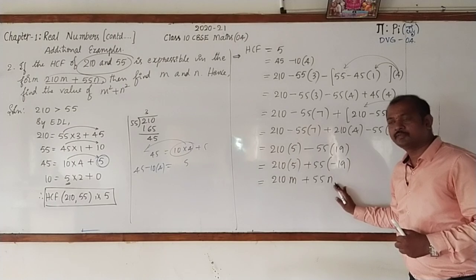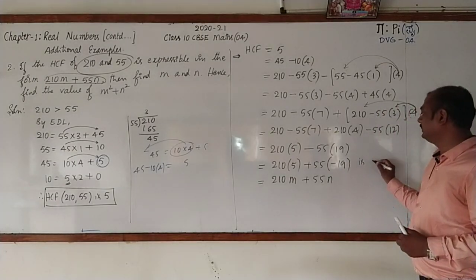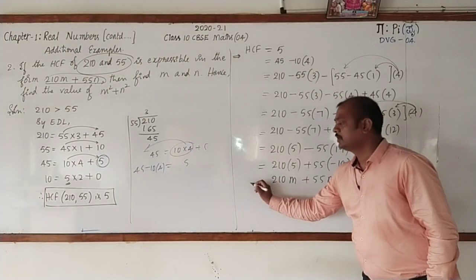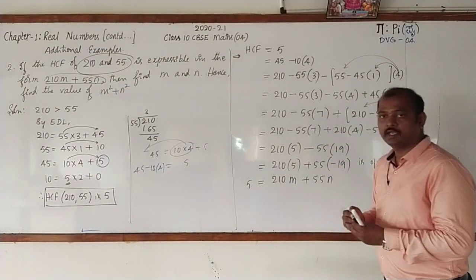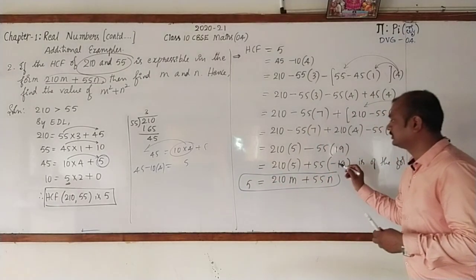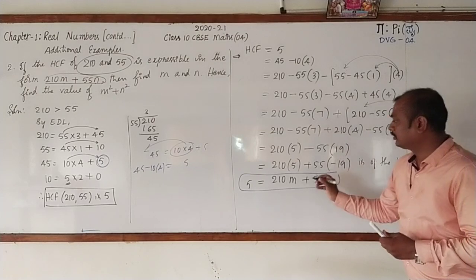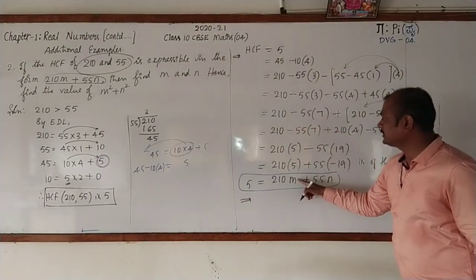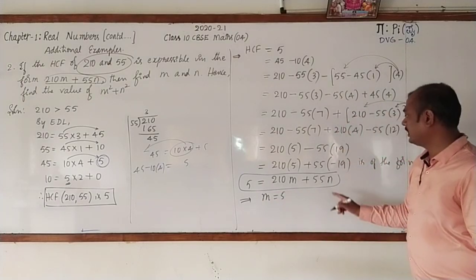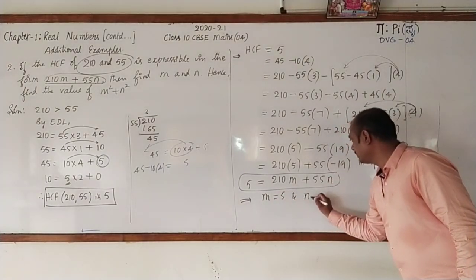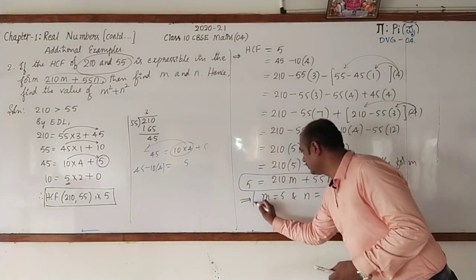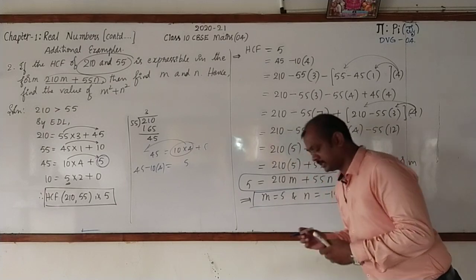Can we write so? Yes. Now if you can write it in this form, HCF is 5. I just go for highlighting that with a box. Now could you tell what is in place of m? In place of m, 5 is there. And in place of n, minus 19 is there. Now let me go for highlighting this also. We have found out the values of m and n.